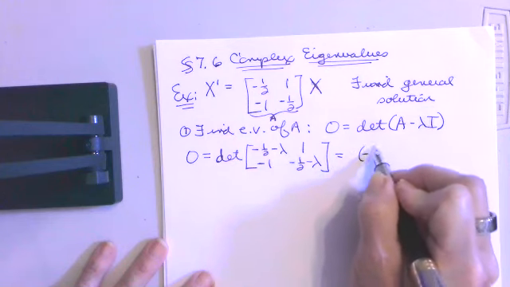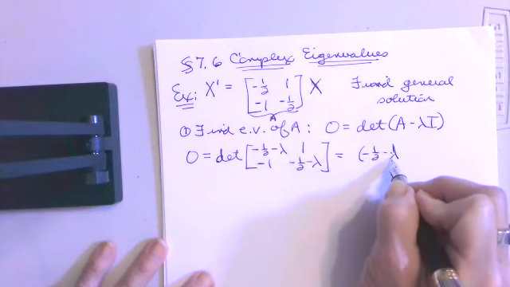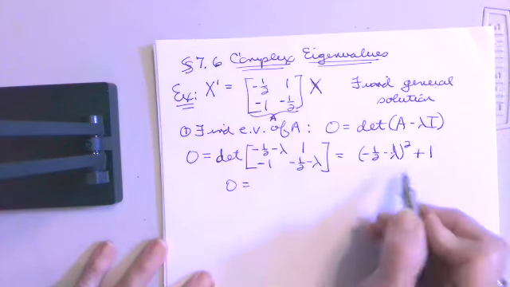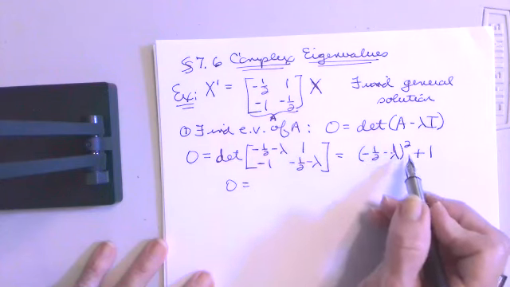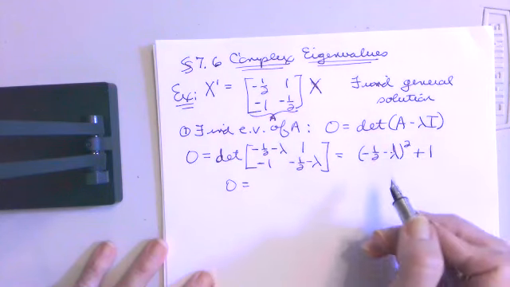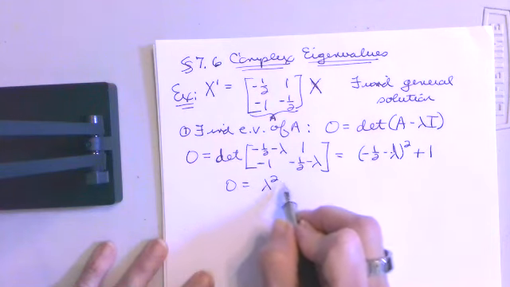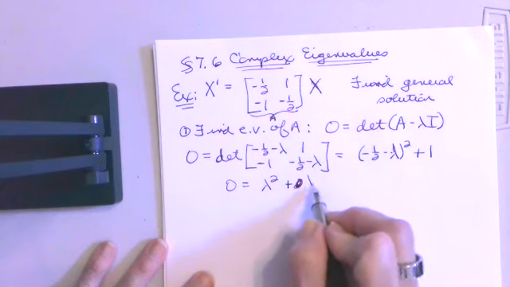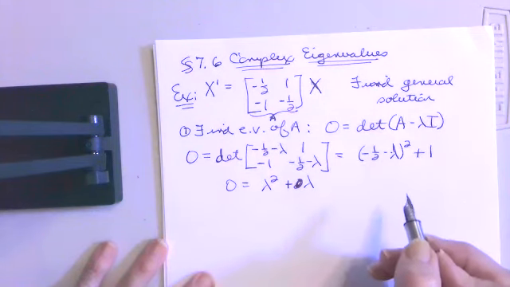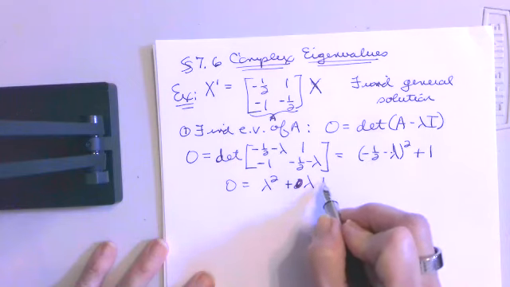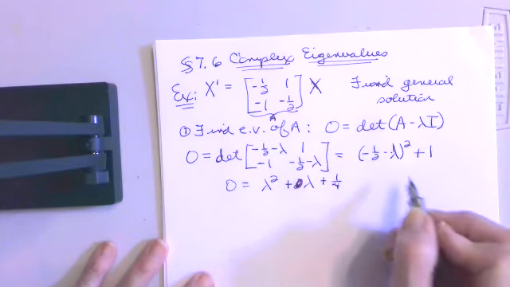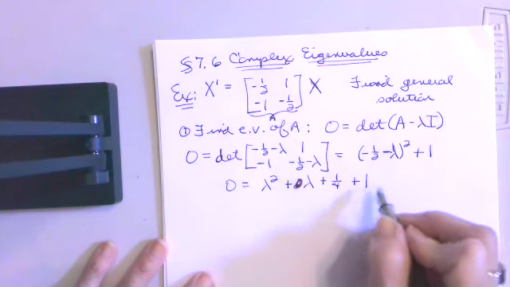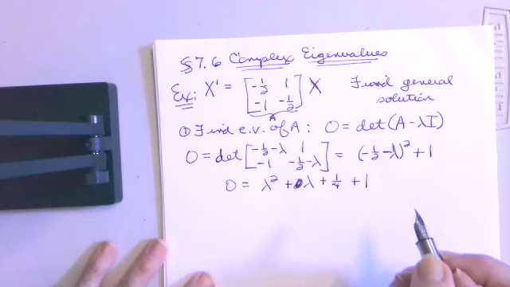So we get minus 1/2 minus lambda quantity squared plus 1. So that says 0 is lambda plus a half quantity squared, because the minus sign when it gets squared goes away. So this will be lambda squared, twice the product of the two, so that'll be plus lambda, and then the square of the second will be a fourth. And then we have to add 1.